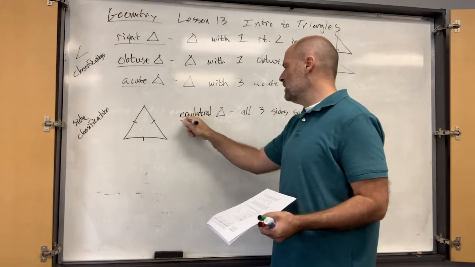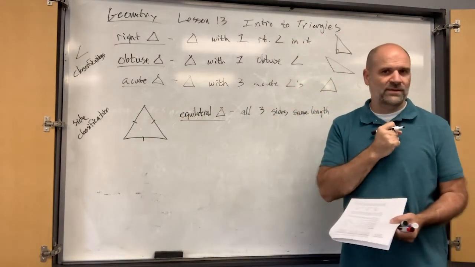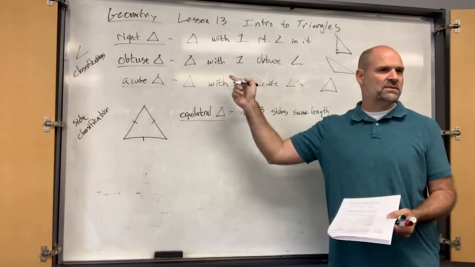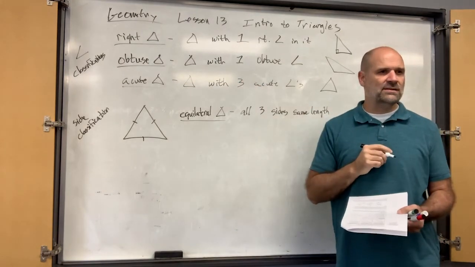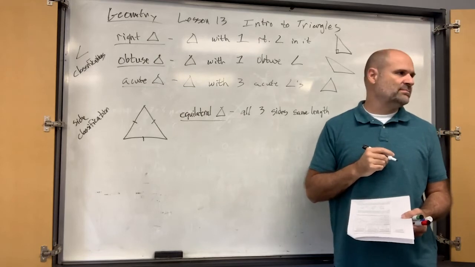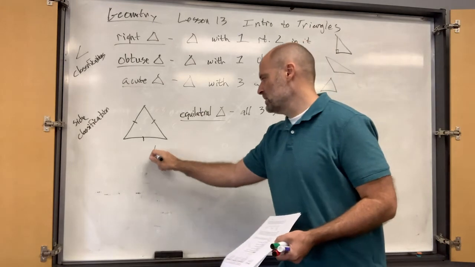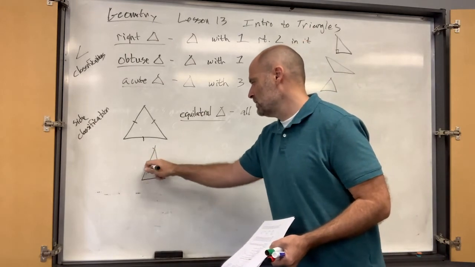Okay, what's the other one called? There's 2 other ones. So there's 3 classifications with angles, there's 3 classifications with sides. Well, let's go down one. What's 2 sides are the same? What does this one look like? Or what is this one called?